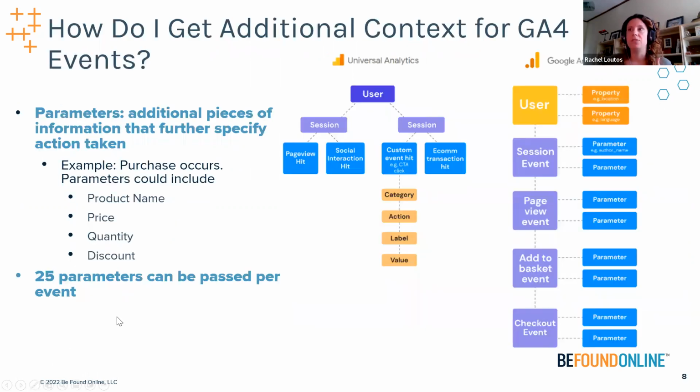And the way that you're going to do that in GA4 is through parameters. So parameters are just additional pieces of information that can further specify the action that a user took or add further context to that event.